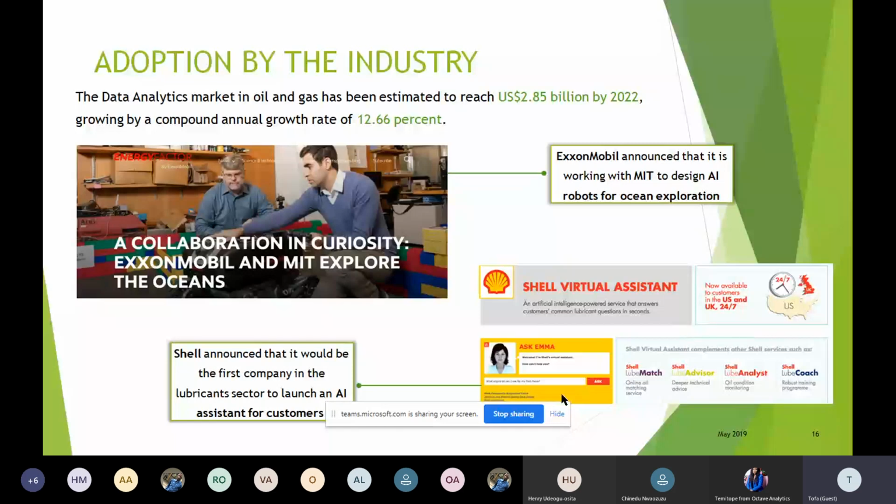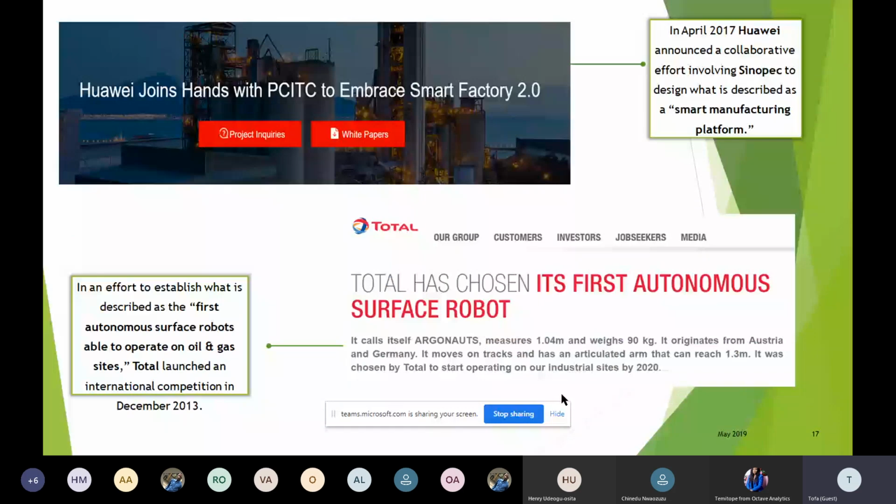So just further again to report on companies and how they are adopting it. These are just news articles and clippings I'm bringing in just to communicate their information in the open. So in 2017, a company, I don't know how to pronounce this company very well, announced a collaborative effort with Sinopec, which is the Chinese national oil company, to design what is described as a smart manufacturing platform. Total, autonomous subsurface robots. So a lot is happening there.